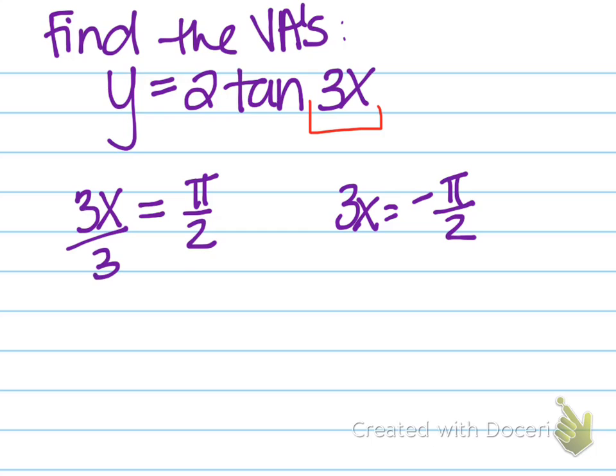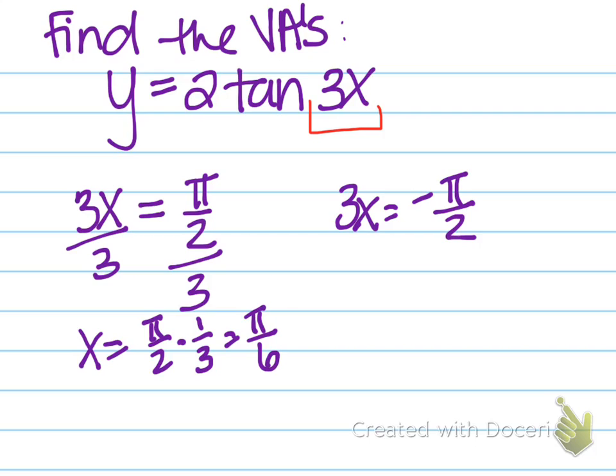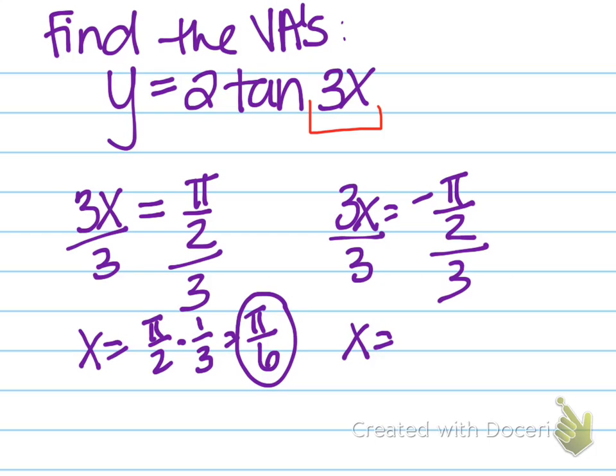In this case, I'm going to divide by 3. Now dividing by the 3, remember, is the same thing as multiplying by 1/3. And so we get pi over 6. Pi over 6 will be one location of a vertical asymptote. Doing the same thing on the other side, dividing by 3 is multiplying by 1/3, and we'll get negative pi over 6. And that would be the location of my other vertical asymptote. And again, this is just for one period of the graph. Once I have those, then I can make my graph.